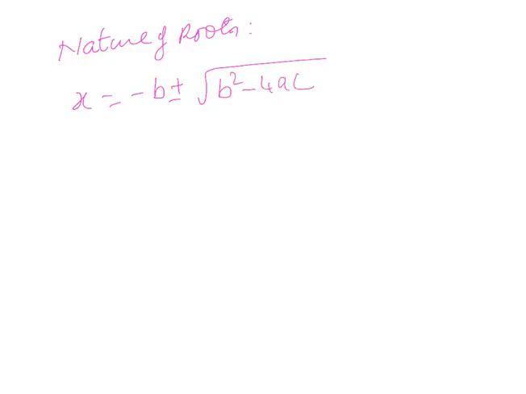Now I will discuss the nature of roots. As we have seen, the quadratic formula is x equals minus b plus or minus the square root of b squared minus 4ac, divided by 2a. And this b squared minus 4ac, inside the square root, if it is positive, then it is real. If it is negative, that is inside the square root, which we call the discriminant.